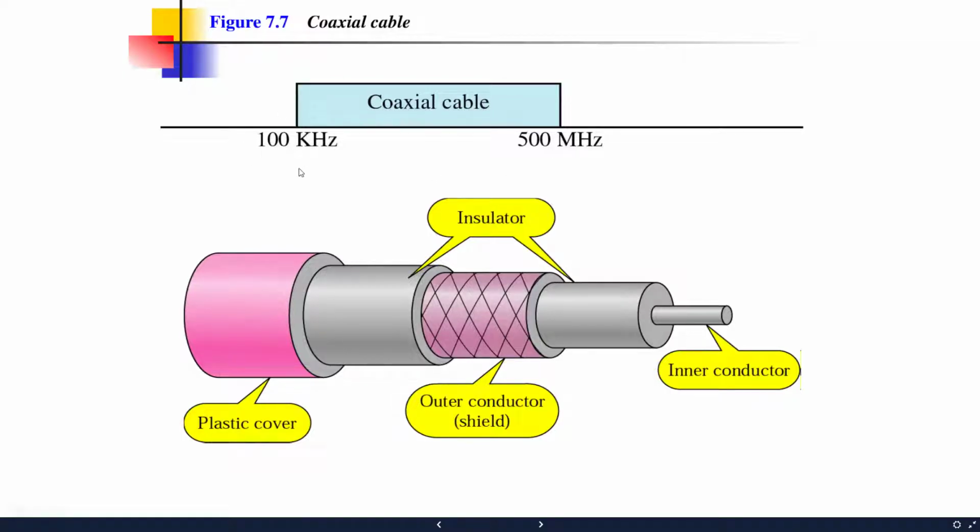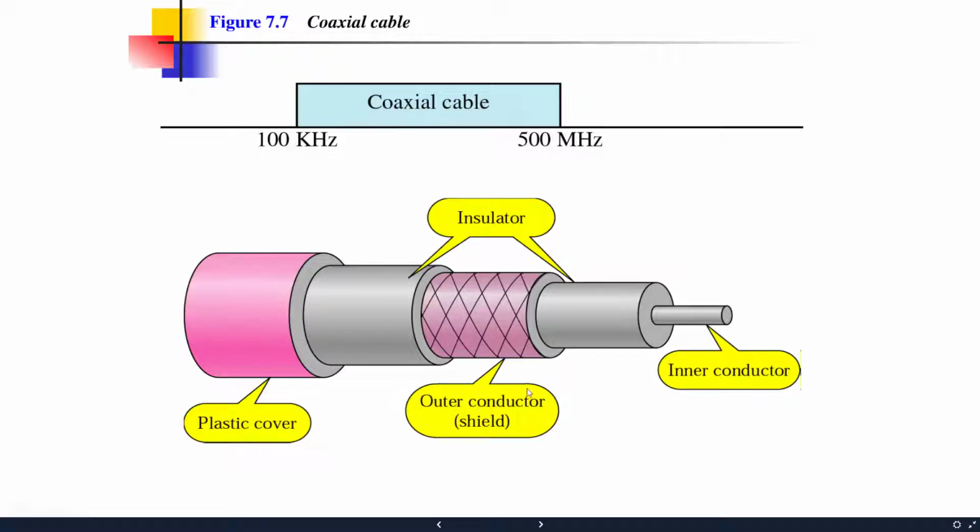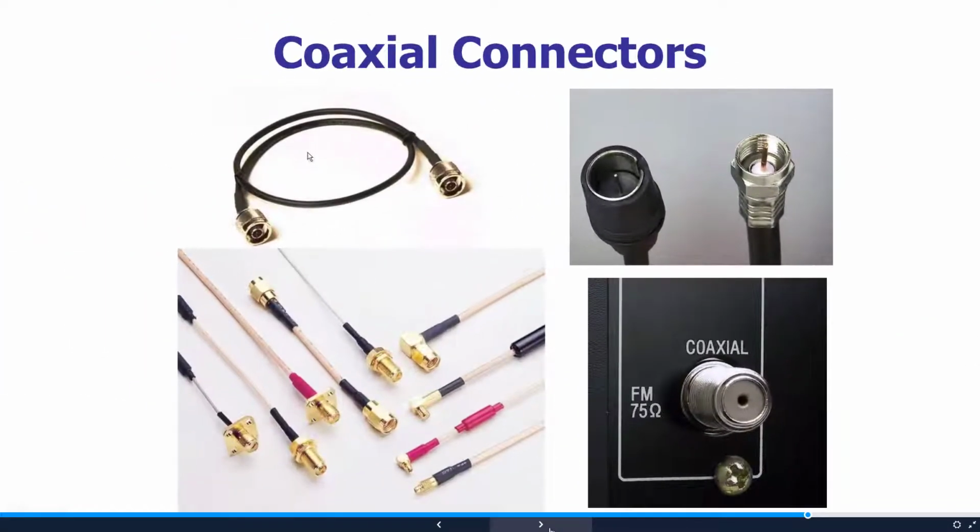So it comes with a 100 kilohertz and a 500 megahertz type. Okay, you have a plastic cover, insulator, outer conductor, and the inner conductor. Coaxial connectors. This is being used in computers. Usually we use this with a bus connection. Okay, so that's coaxial connectors or coaxial connection.